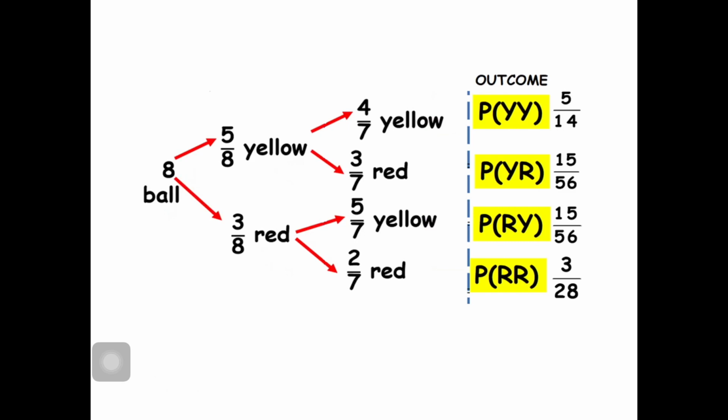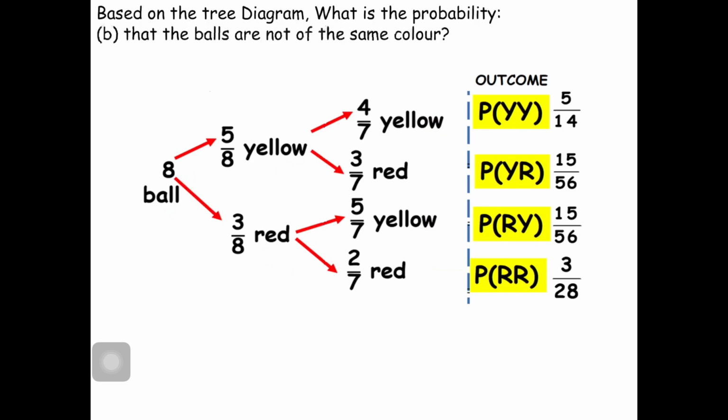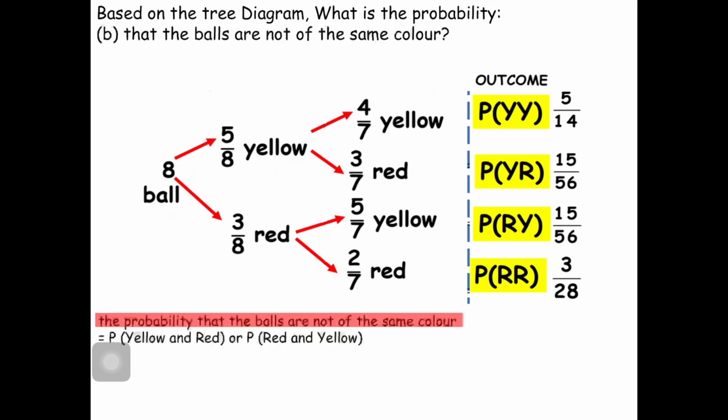So next, based on this tree diagram and the outcomes, what is the probability that the balls are not of the same color? The probability that the balls are not of the same color means that the probability you get yellow and red, or probability red and yellow. So you have yellow, red, or red, yellow. You can see over there in the outcome.